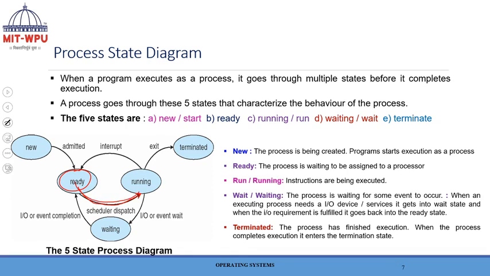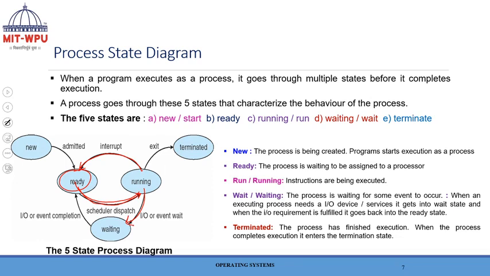If one of the interrupts occurs while the process is running, then that process moves from running state to ready state. Or when the running process requests for an IO or one of the events that occurs, if that process waits for the event, then that process switches from running state to waiting state.